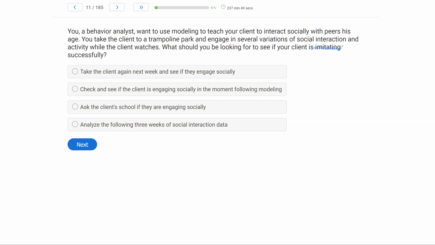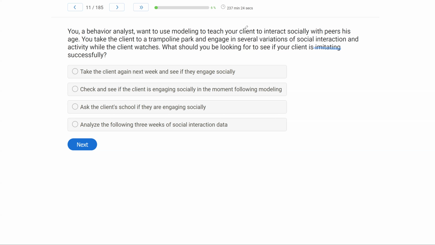So we have an imitation question. And when we're talking about imitation on the exam, you want to think in terms of pure imitation, true imitation. True imitation means that the imitation happens immediately after the model. So the model occurs, and then there is imitation. Now, you can have planned modeling, you can have unplanned modeling. Either way, imitation must occur immediately after.